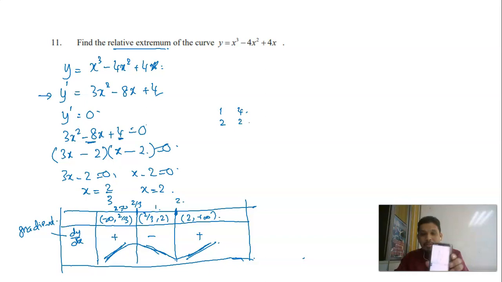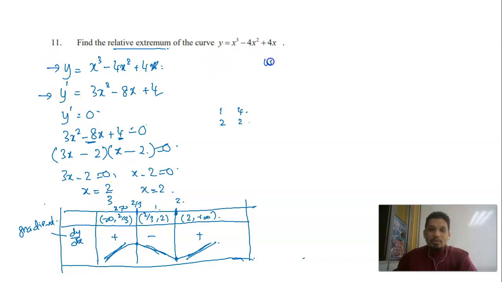Okay, so this is the graph. So you compare the graph with that graph that I sketched here right now. So this is where x equal to 2 over 3 and x equal to 2. Now, what is the coordinate of this stationary point? So substitute the values of x, 2 over 3 and 2, into the function of y.